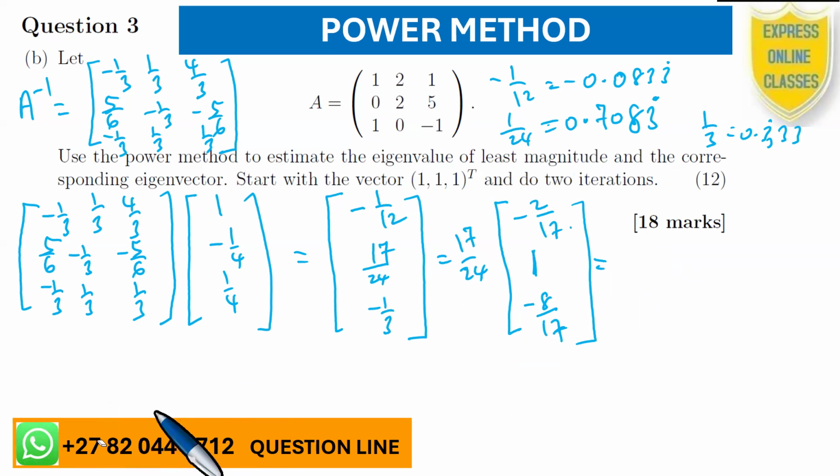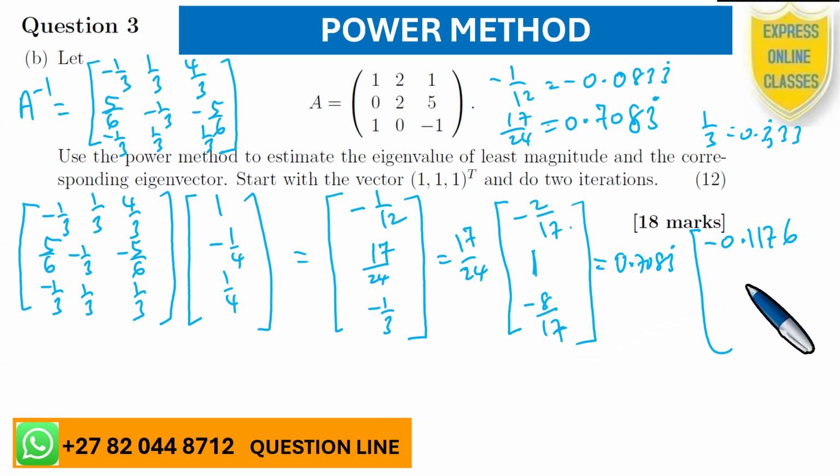Okay, 17 out of 24, then we do the estimate. 17 out of 24 is 0.7083. So 2 divided by 17, minus 0.11761, just dealing with some decimals. 8 divided by 17 is 0.4705. Like this.